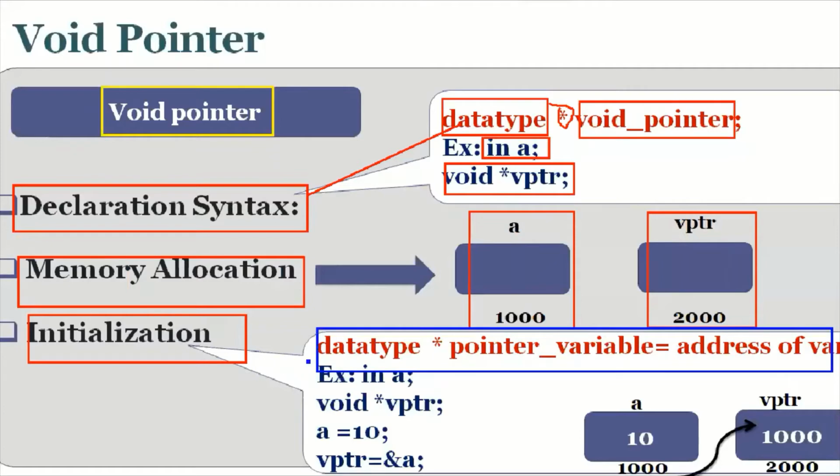And the example: by seeing this, the compiler allocates memory and keeps these values in the corresponding memory locations like this, and the address of A is given to VPTR. VPTR is of void type and A is of integer type, but it doesn't matter, a void pointer can hold any type of variable's address. That is about declaration, syntax, and initialization.